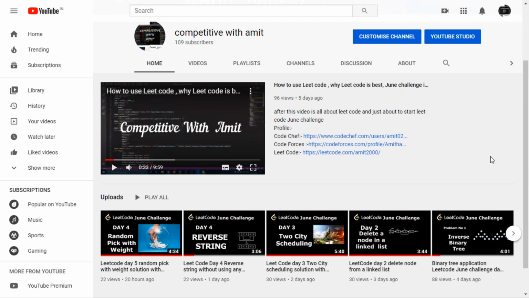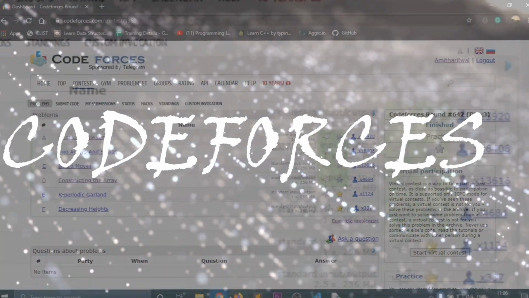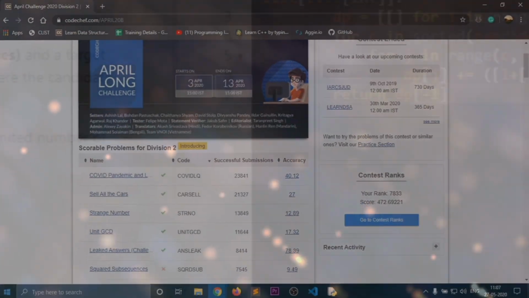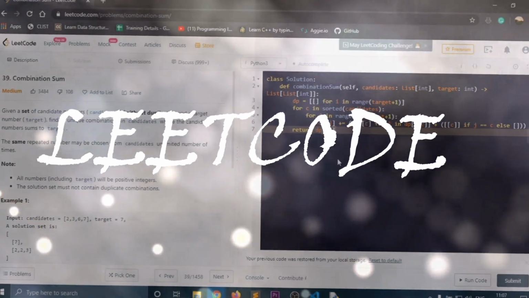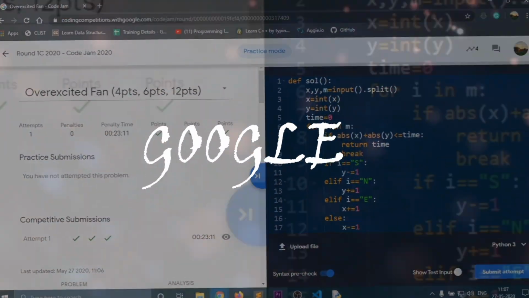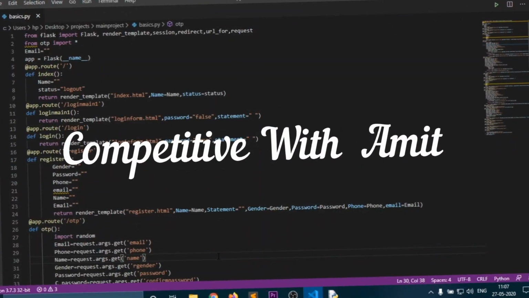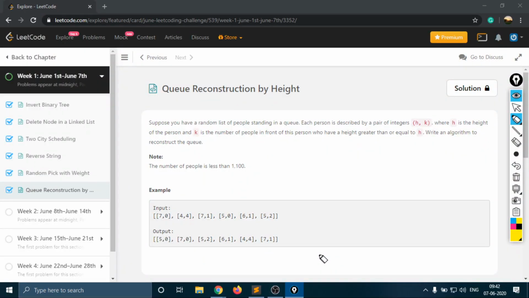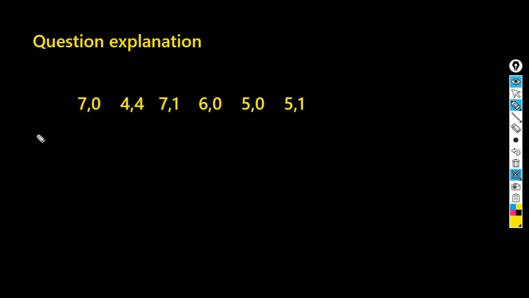Today we will discuss the sixth question of the LeetCode June challenge, Queue Reconstruction by Height. What we have to do is reconstruct the array in such an order that the height and the order both match. So now let's understand the question properly.